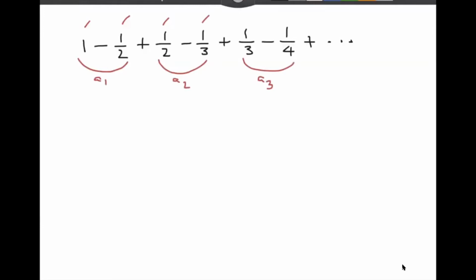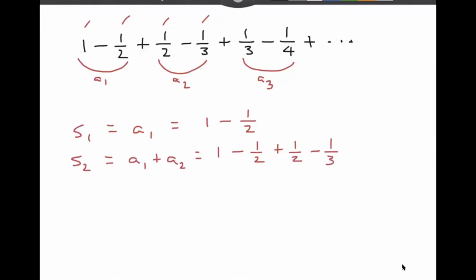So now let's talk about the sequence of partial sums. S1 is just the first term, A1, which is 1 minus 1/2, and I'm going to leave it as 1 minus 1/2. I'm not going to write that as 1/2. S2 is A1 plus A2, which would be 1 minus 1/2 plus 1/2 minus 1/3. And now I am going to cancel the minus 1/2 plus 1/2. So S2 comes out to 1 minus 1/3. And just so I can line these up in a neat little column over here, let me add that in there.